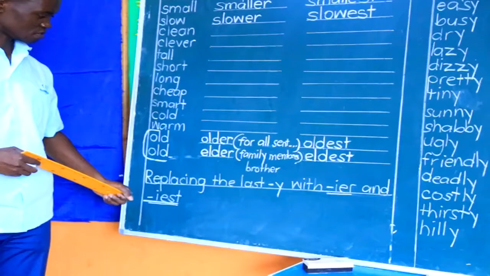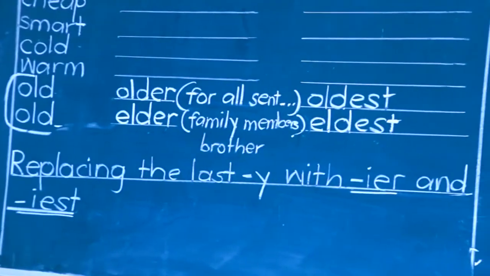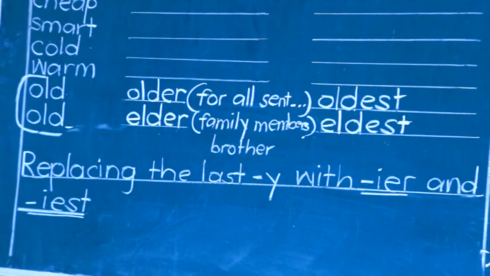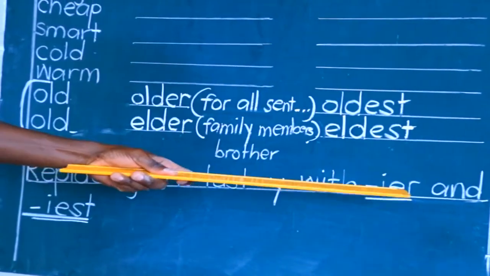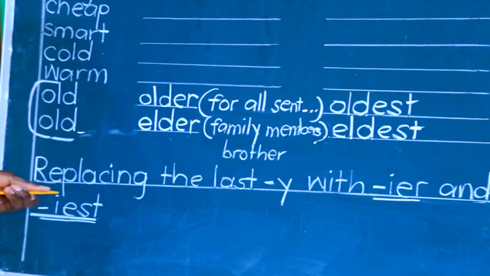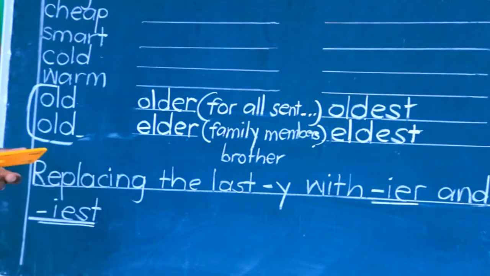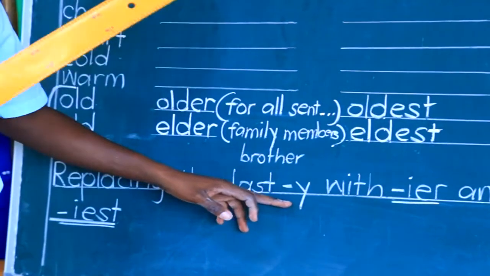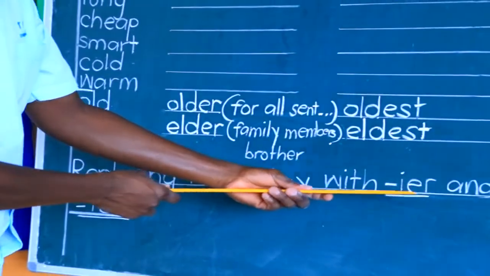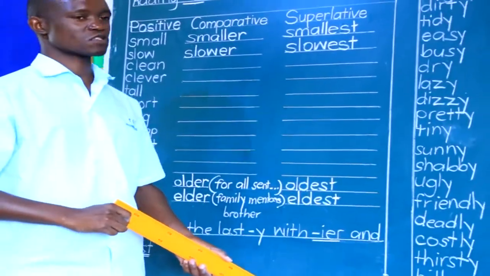We have the next category of adjectives. Which adjectives are these? They are those that form the comparative and the superlative by replacing the last Y with IER. That's for the comparative, obviously. And IEST for the superlative. They are adjectives ending in Y, but they replace that last Y with IER to form the comparative and IEST to form the superlative.